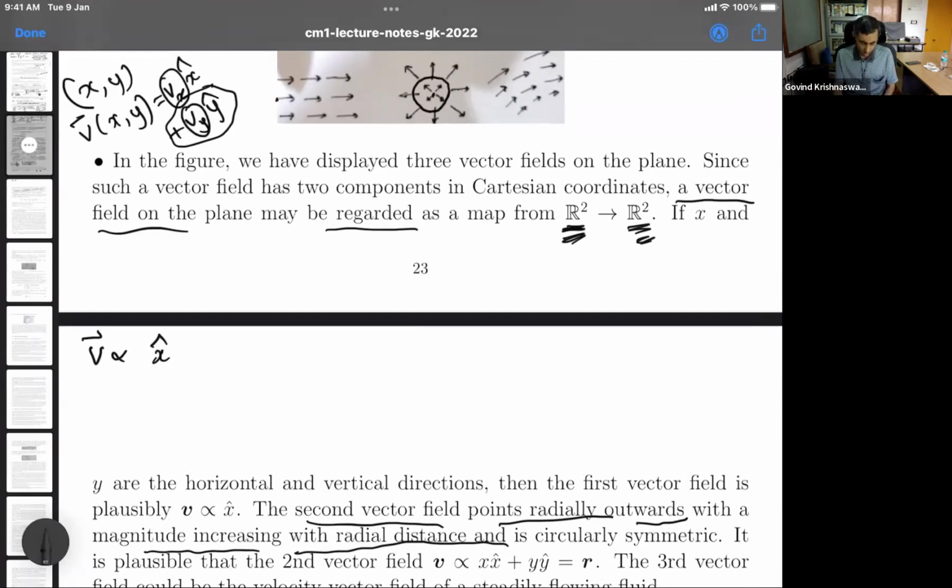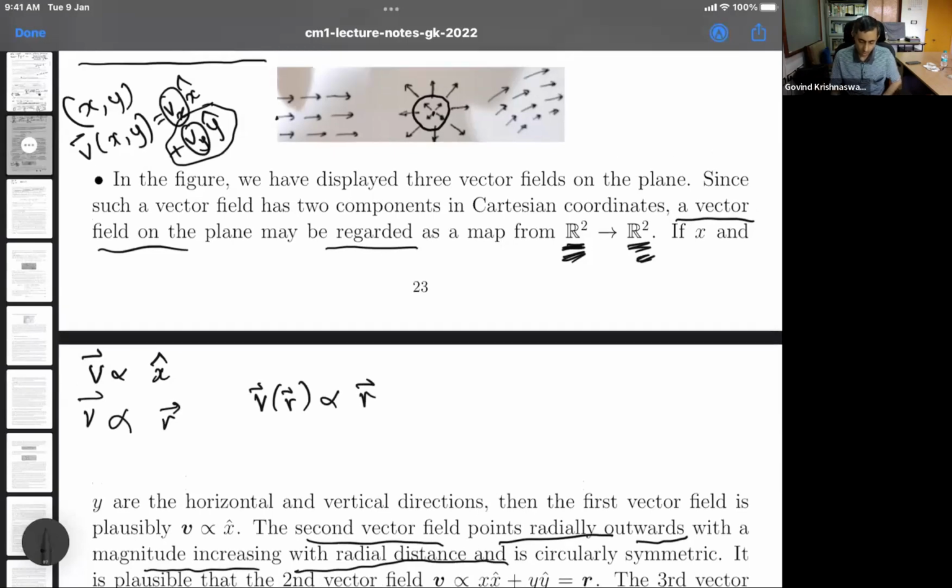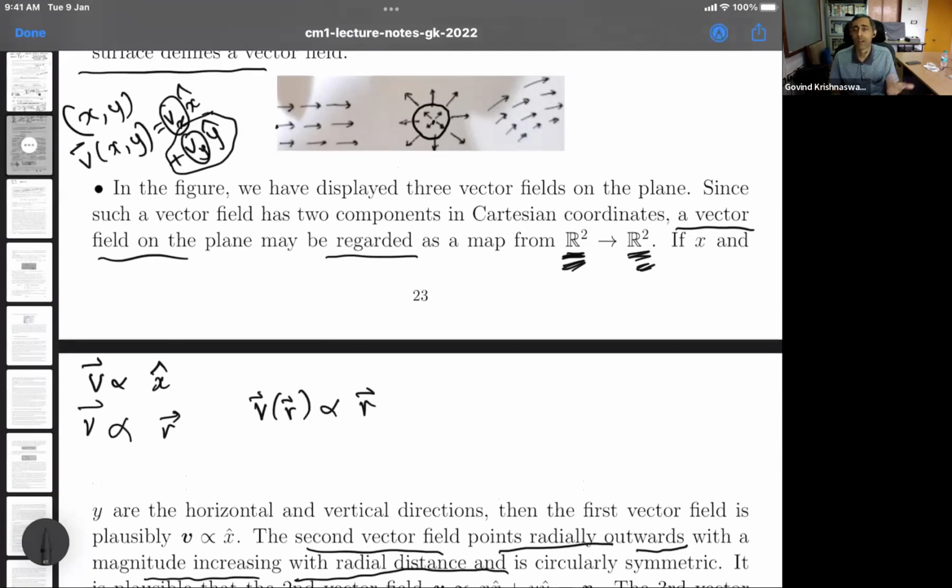And since its length increases with radius, it's reasonably plausible that the second vector field is perhaps proportional to the radius vector itself. So V of R may be proportional to R itself. Are you comfortable with what I have said? Any questions about this? Okay, so we're just looking at the picture and trying to figure out what kind of vector field it is. That's all.